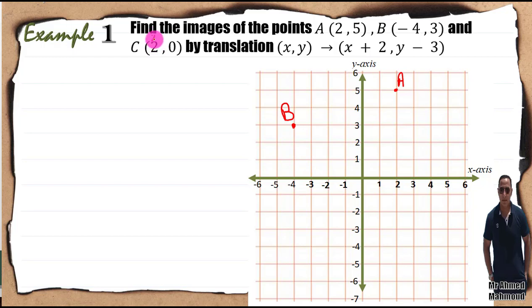Because 2 is the x coordinate, 2 and 0 belong to the x axis, so 2 and 0 are in this position. This is C. Now I'm going to connect the 3 points A, B, and C to get this triangle.